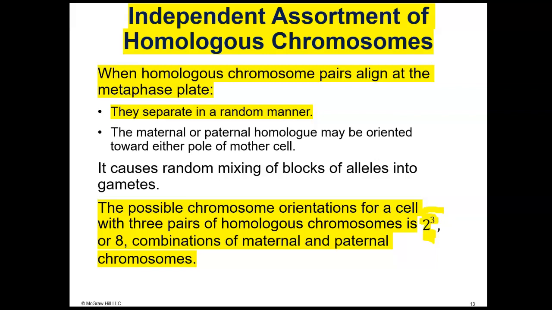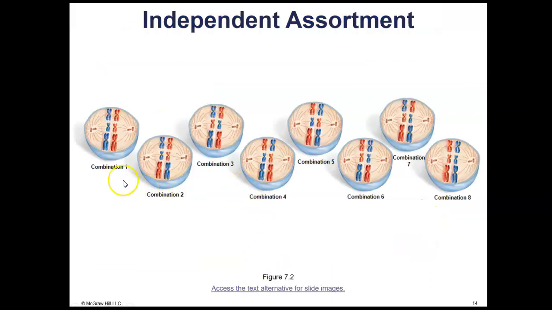So the possible chromosome orientations for a cell that has 3 pairs of homologous chromosomes, the way you'd figure that is you'd say 2, because that means we have 2 of each chromosome, to the 3rd power, and that comes out to be 8. So there would be 8 different combinations of the mom and dad's chromosomes. And if that's hard to understand, it's a good thing we have a picture, right? So if we have 3 pairs of homologous chromosomes, that means we have 6 total chromosomes. And we'll say the blue come from the dad and the red from the mom.